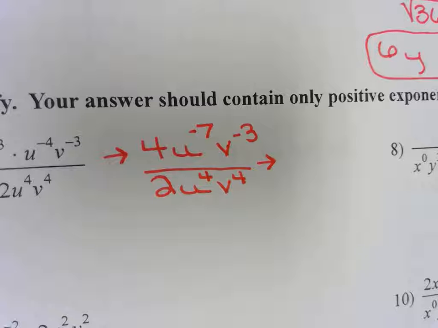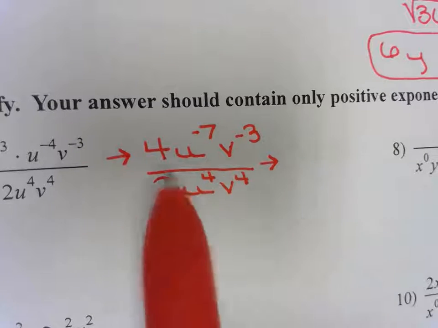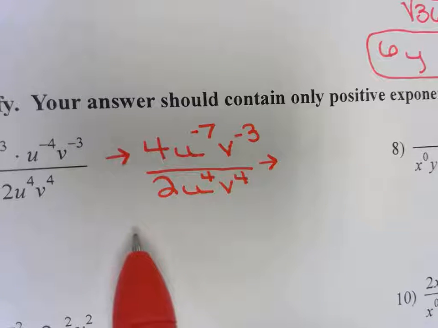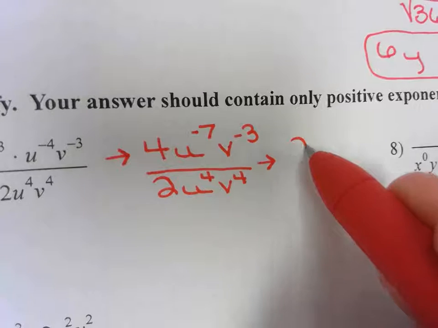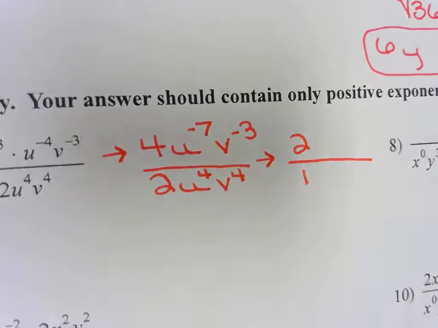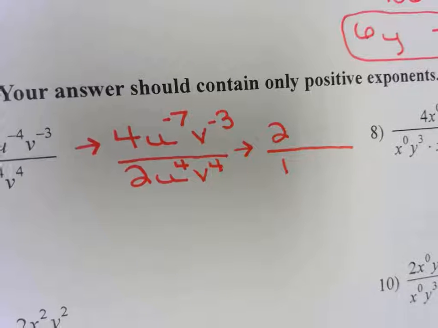If I'm dividing, what do I do with my exponents? Subtract them. So let's go ahead. Your whole numbers, your coefficient, you divide like normal. What's 4 divided by 2? 2. So that's going to go up top. We always start with a fraction, because this would be 2 over 1. So you could put a 1 on the denominator if you want to.